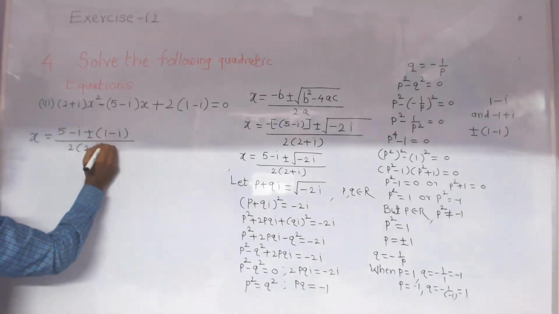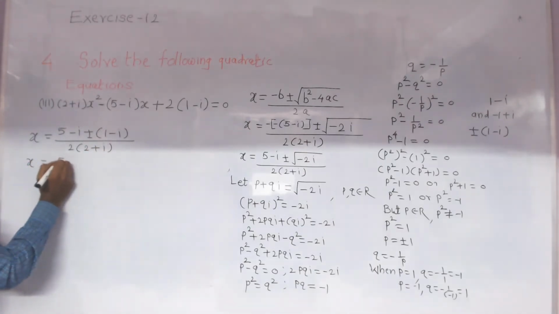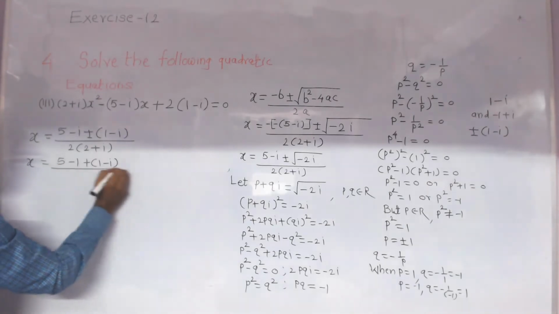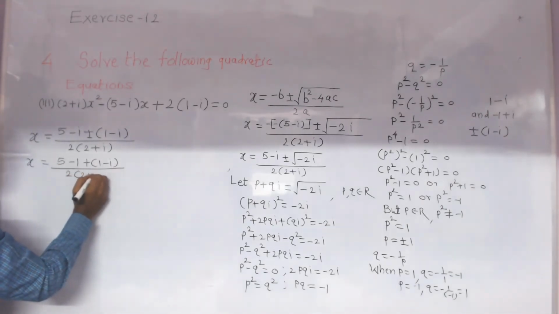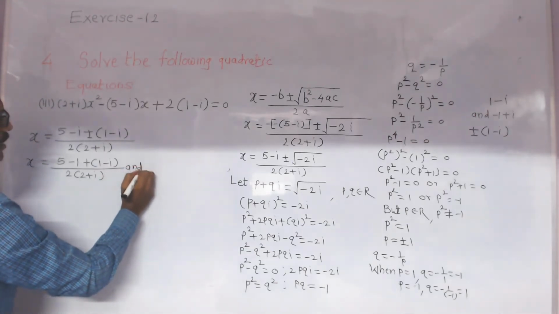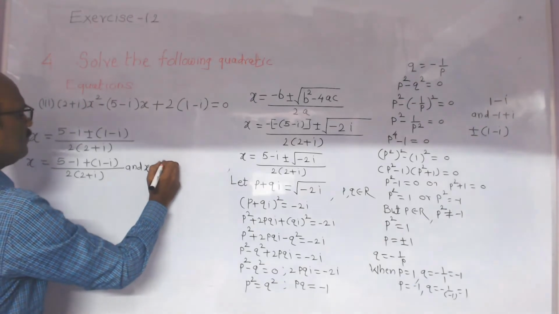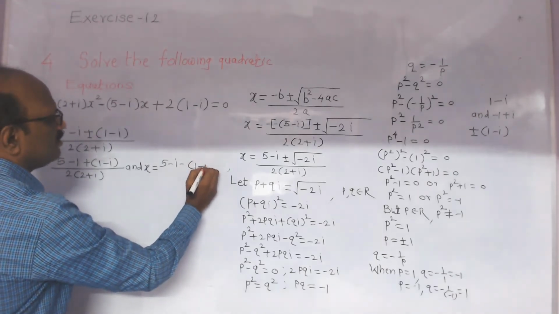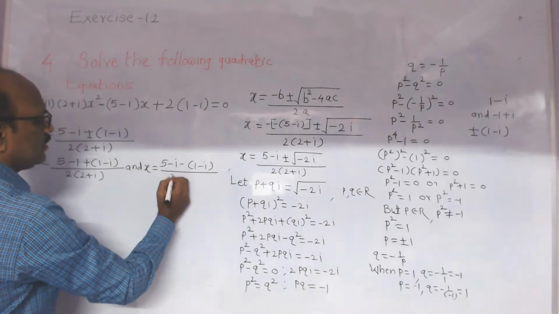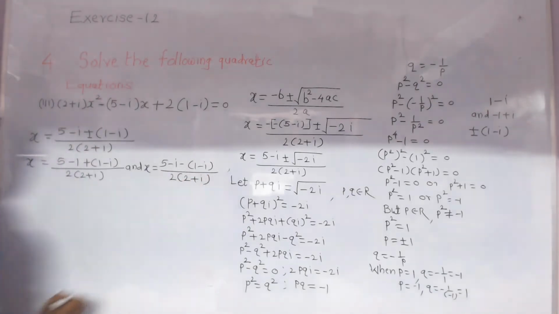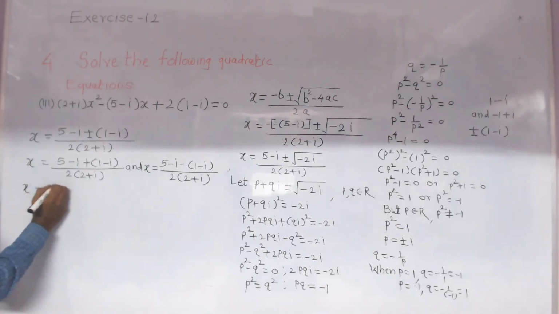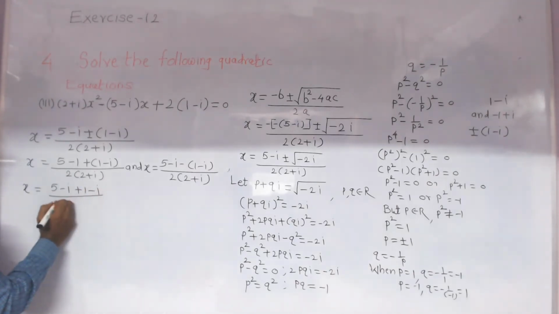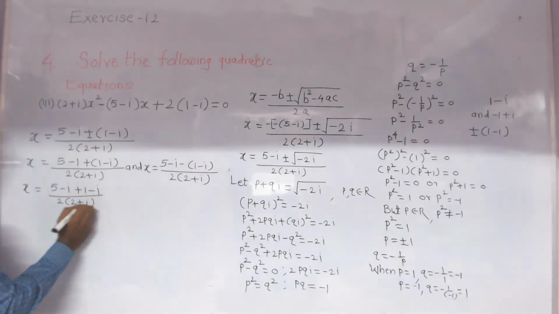Therefore, x is equal to (5 minus i plus 1 minus i), and this whole divided by 2(2 plus i), and another is x equal to (5 minus i) minus (1 minus i), and this whole divided by 2(2 plus i). Now we will simplify this. Therefore, x is equal to (5 minus i plus 1 minus i), and this whole divided by 2(2 plus i).